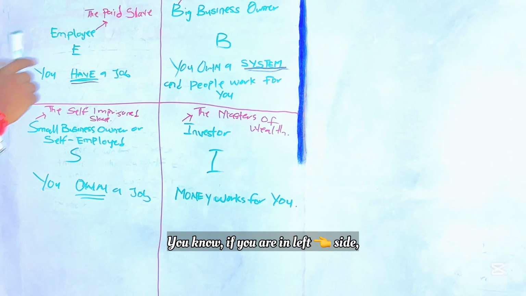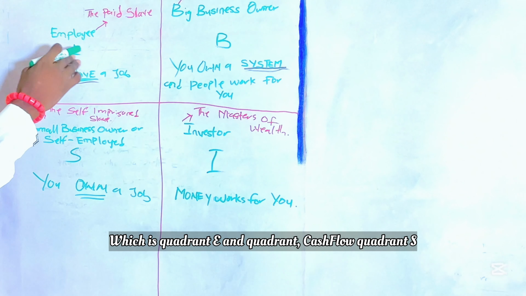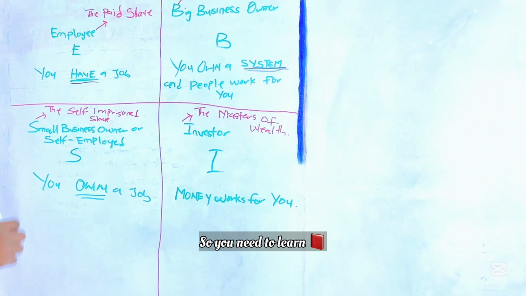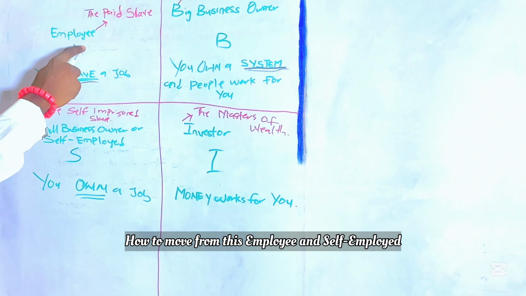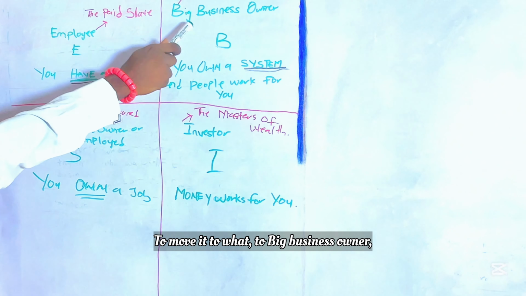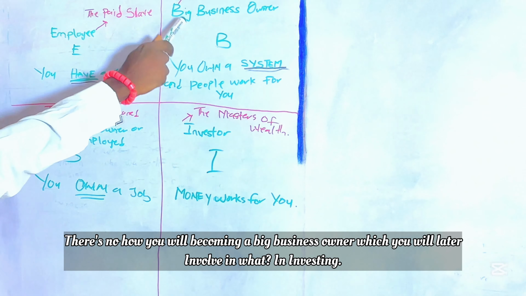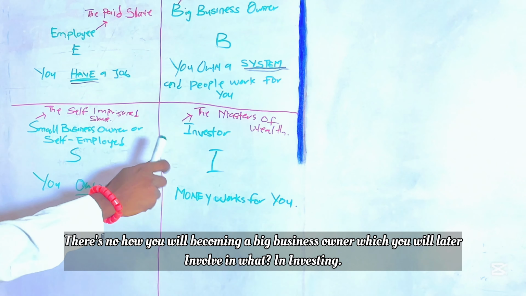If you are on the left side, which is quadrant E and quadrant S, you need to learn the skills to move from employee and self-employed towards big business owner and investor. There is no way you will become a big business owner without getting involved in what? In investing.